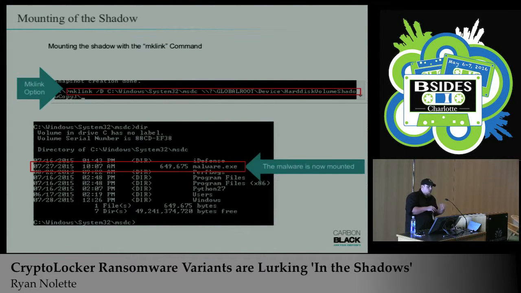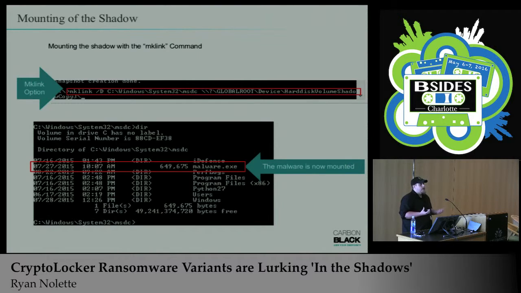So what we do next is we mount the shadow with the make link command. Once again, this is creating those links, the pointers between what actually exists on the file system and what exists inside the shadow. The next thing that we're doing is we are now taking that shadow and we're creating a new directory in the System32 directory called MSDC.